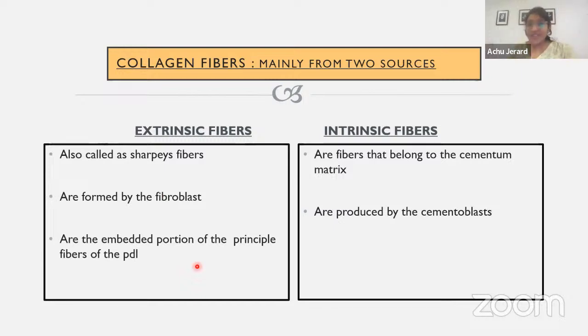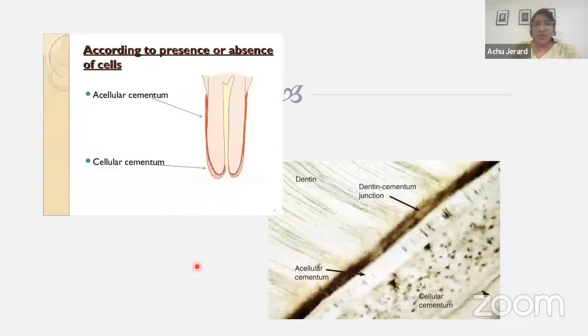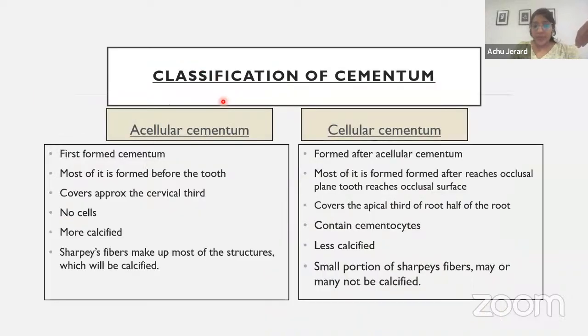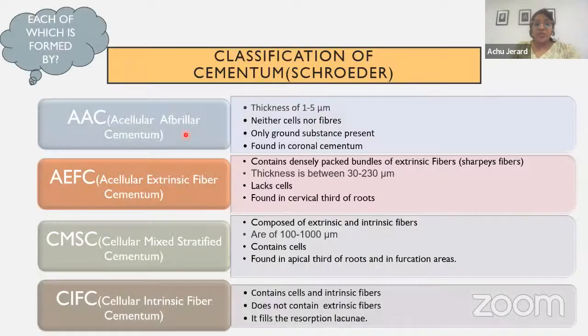Also, we classify the cementum on the basis of that into these 4 types. Acellular afibrillar cementum. As the name itself suggests, it is a portion where there is no cell and there is no fiber at all. Both the intrinsic and extrinsic are not there. And that is seen in the most coronal cementum, the most top portion.